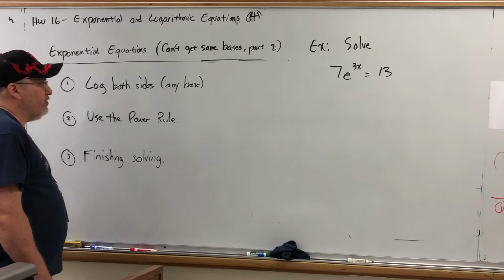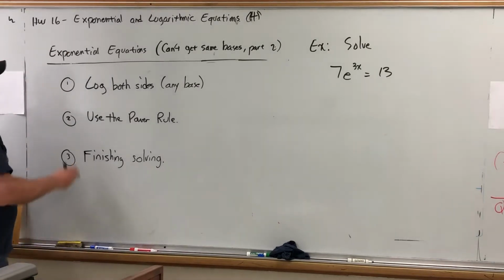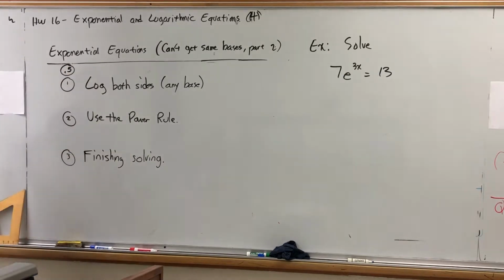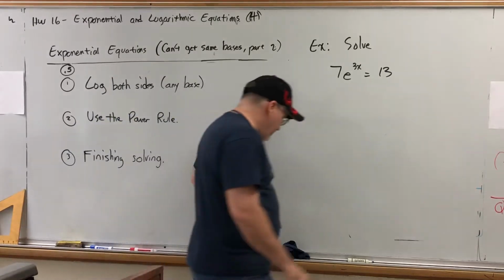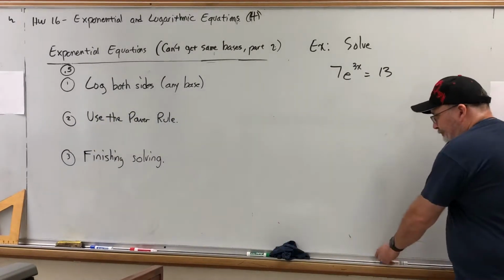In between the previous video and this one, I realized that I left off an initial step. So I'm going to call it step 0.5. And I'll illustrate that step as we solve this equation: 7 times e to the 3x power equals 13.